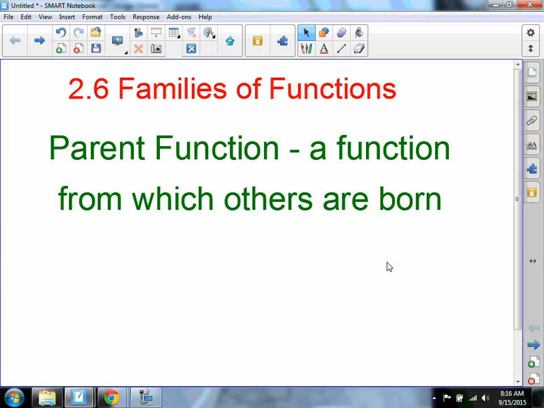There are three parent functions in particular we're going to look at, starting with the parent linear function. It goes like this: y equals x. You probably graphed that in Algebra 1 so many times that you could graph it with one hand tied behind your back, blindfolded.